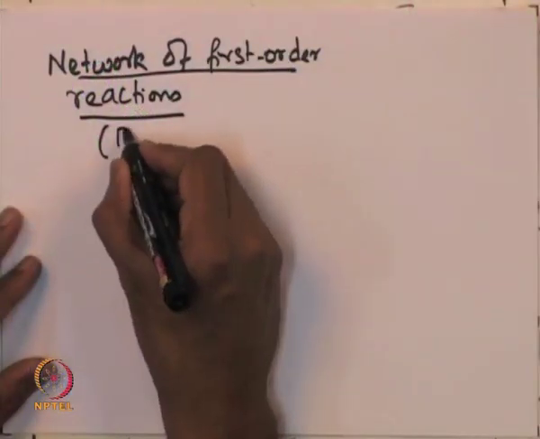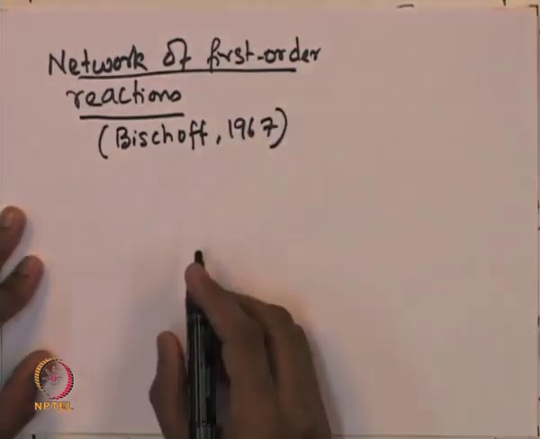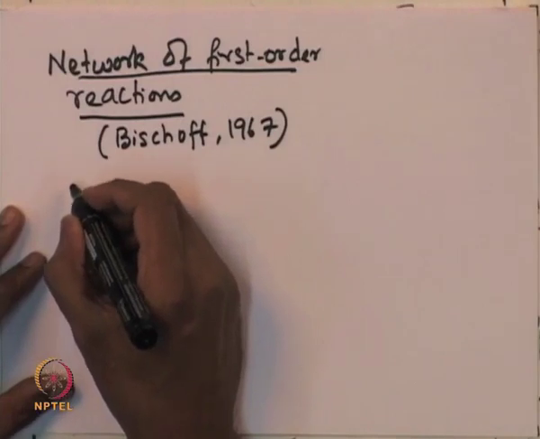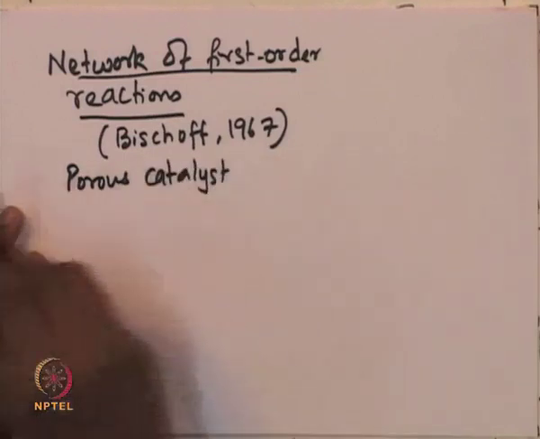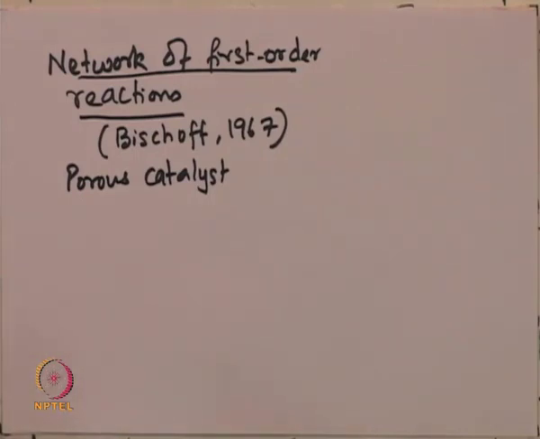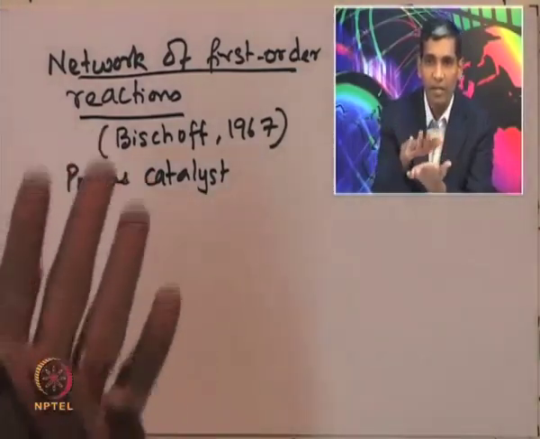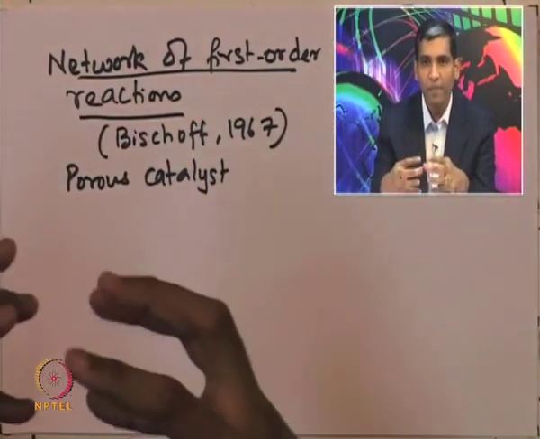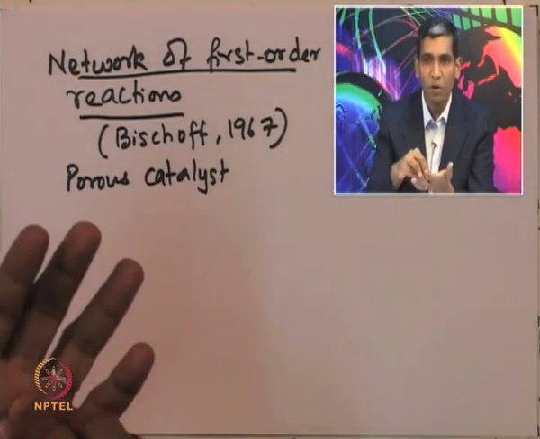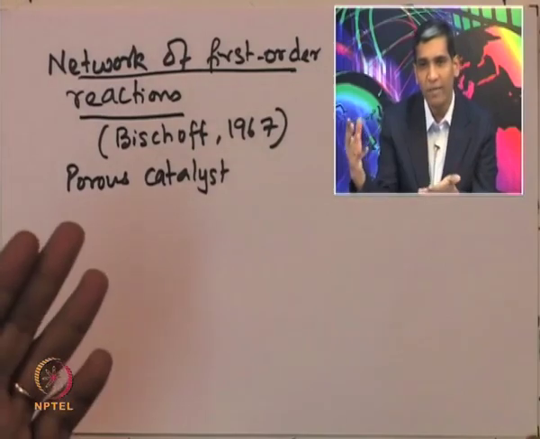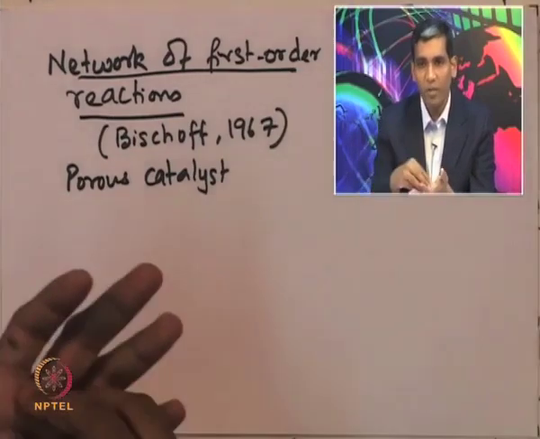This was actually done by Bischoff in 1967. Suppose the network of first order reactions is carried out in a porous catalyst, where all the reactant species diffuse into the catalyst. Some of these species get adsorbed onto the surface of the catalyst sites, and the reaction happens on the catalyst site. Once the reaction is completed, the product desorbs from the surface and leaves the catalyst. It may be that some species go directly into the gas stream and leave the catalyst without the desorption step.